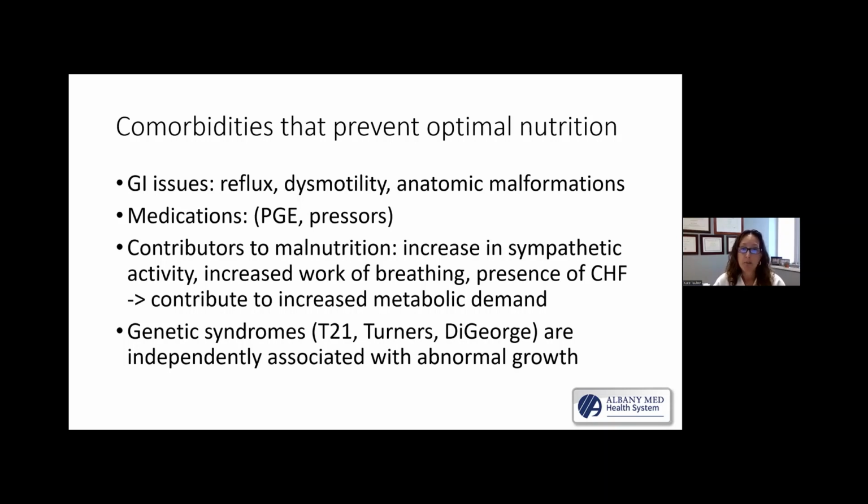And other contributors to malnutrition are the increase in sympathetic activity, the increased work of breathing, and presence of congestive heart failure. These can all lead to an increased metabolic demand in these infants, and therefore we need to make sure that we are giving them enough calories and nutrition to provide them with what they need. Genetic syndromes have been associated with abnormal growth. So trisomy 21, Turner's, and DiGeorge are some common ones that we see that have heart defects, and they're known to have poor growth just because of their genetic defects.